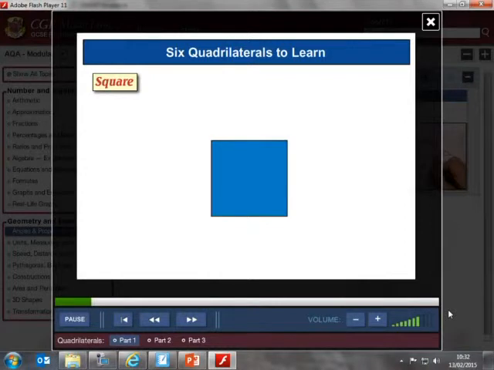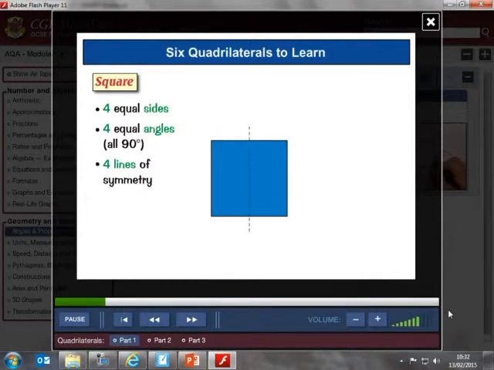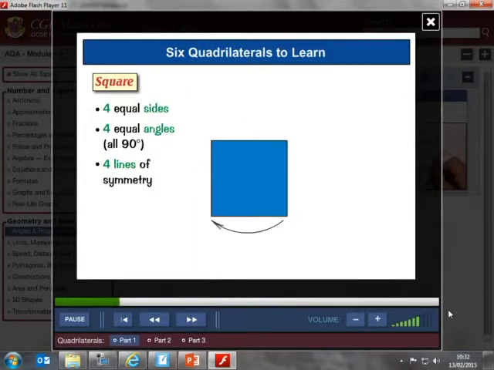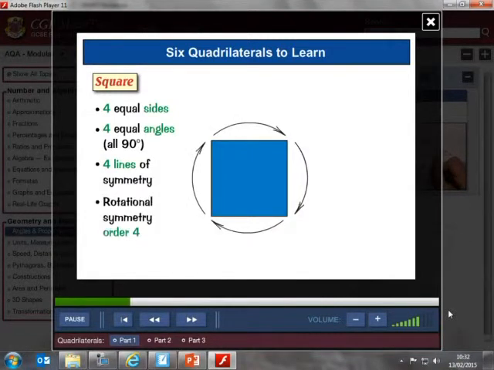All 4 sides of the square have equal length. They also have 4 equal angles, all of which are 90 degrees. There they are. They have 4 lines of symmetry, one here, one here, one here, and one here. They also have rotational symmetry order of, well, there's 1 and 2, 3, and 4. So rotational symmetry order of 4.